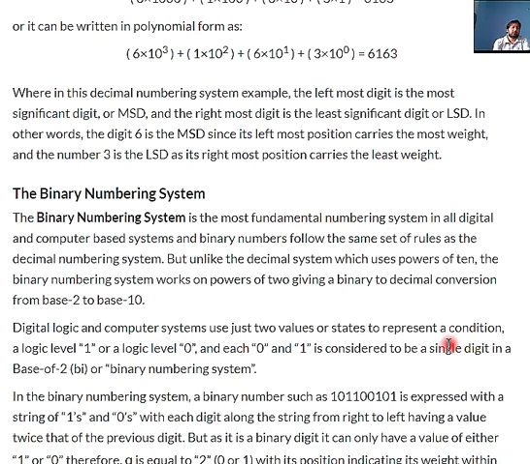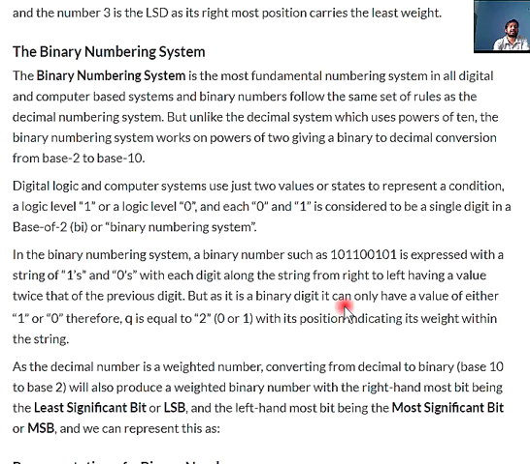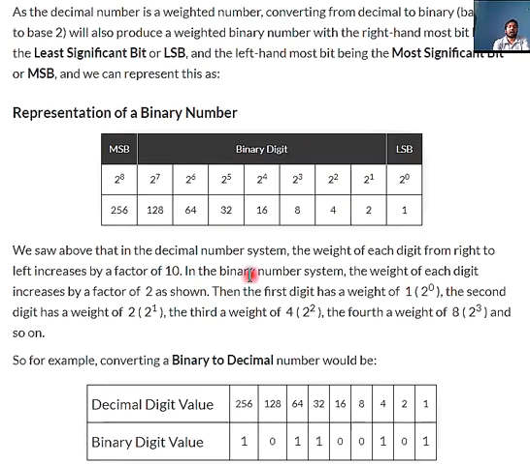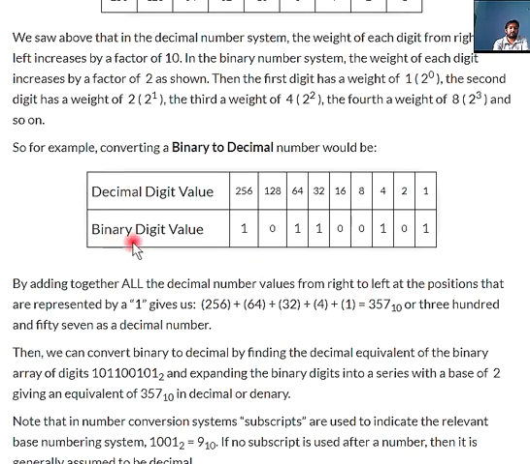Now we are going to discuss the binary number system. The binary number system is the most fundamental numeric system in digital computers. The binary number base is base 2 and the decimal number base is base 10. See here how we can represent the binary number system and convert a binary number into a decimal number system. This is the binary value and this is the decimal number.